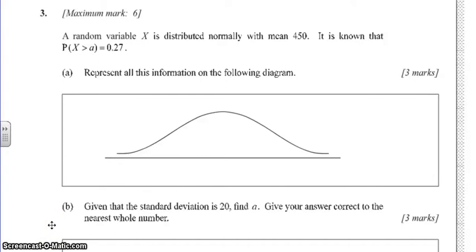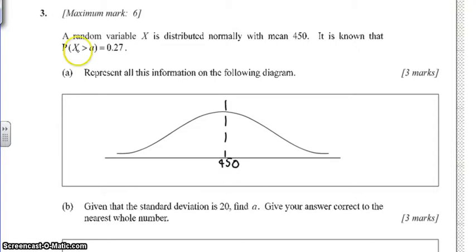So question 3. A random variable x is normally distributed with mean 450. It is known that the probability that x is greater than a equals 0.27. So we need to read that carefully. The mean is 450, so 450 needs to go in the middle. So that's going to be 450.